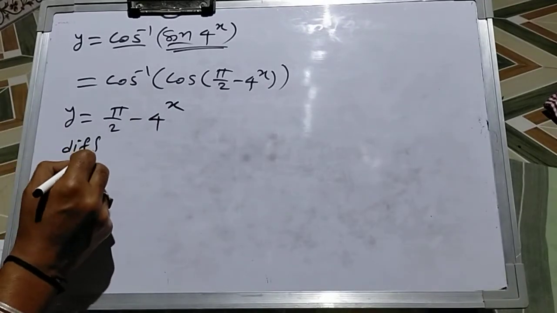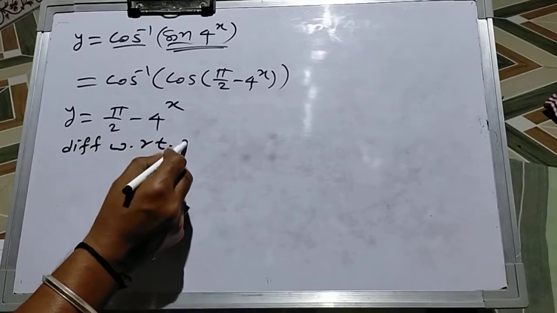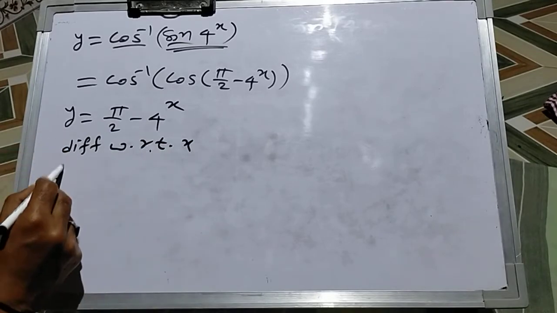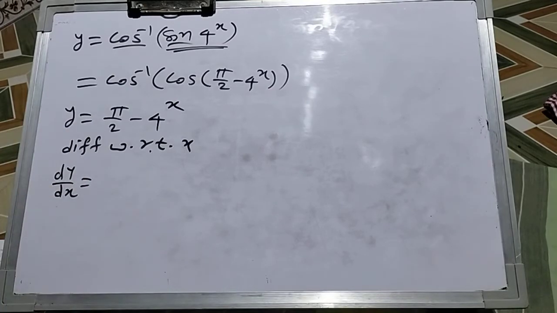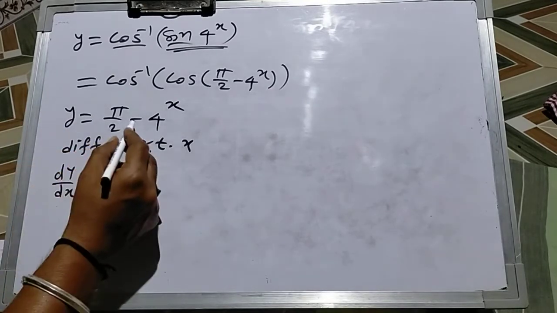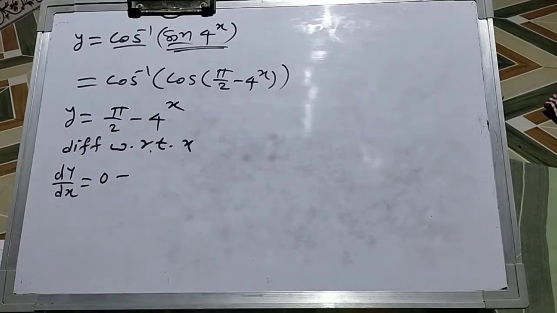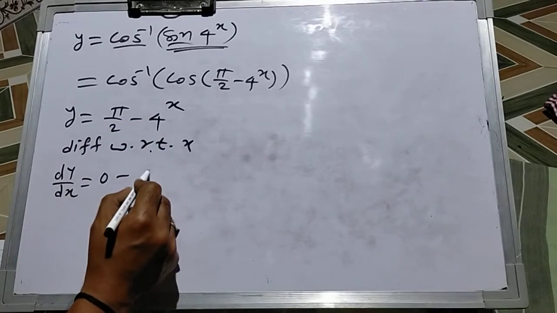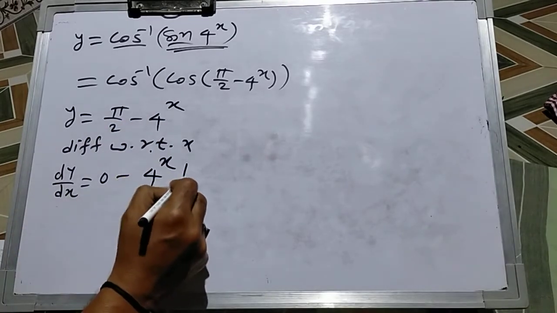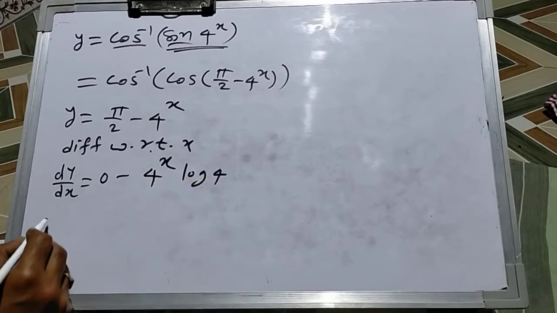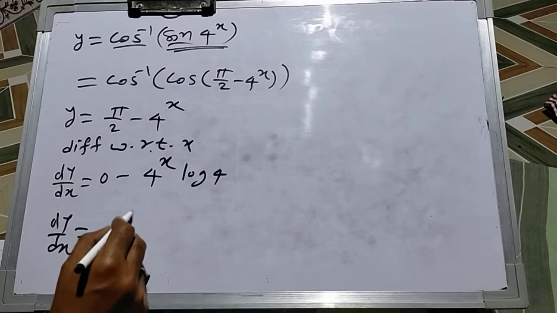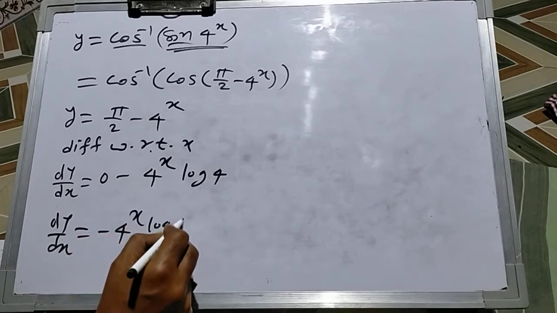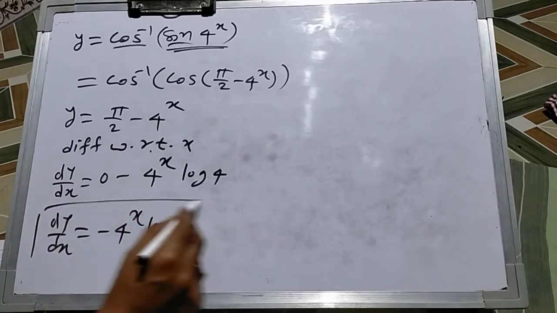Differentiate with respect to x. So derivative of y, dy by dx is equals to derivative of pi by 2 is 0 minus derivative of 4 to the power x, which means 4 to the power x log of 4. So dy by dx is equals to minus 4 to the power x log of 4.